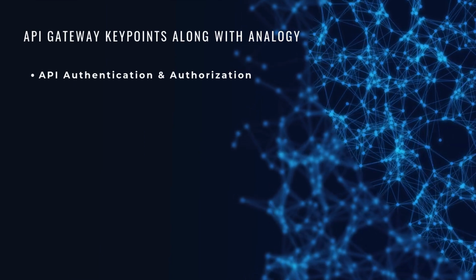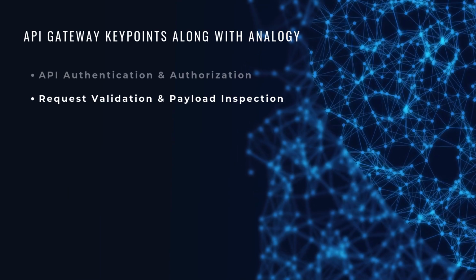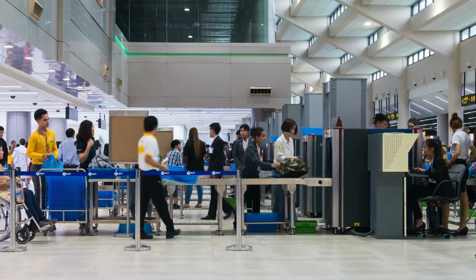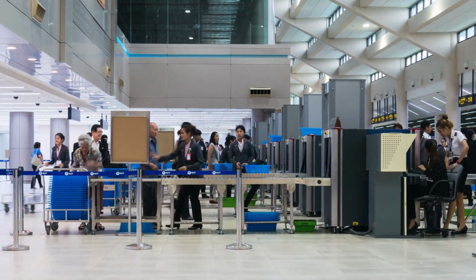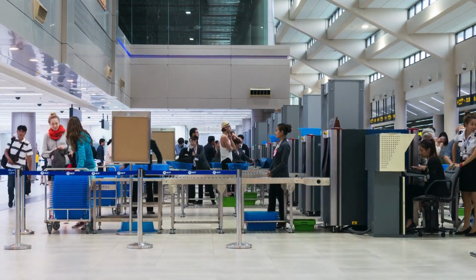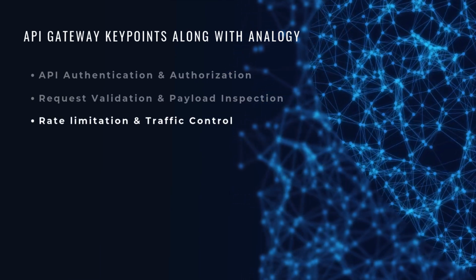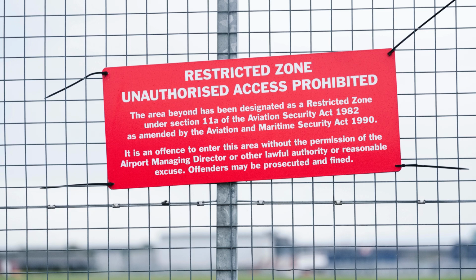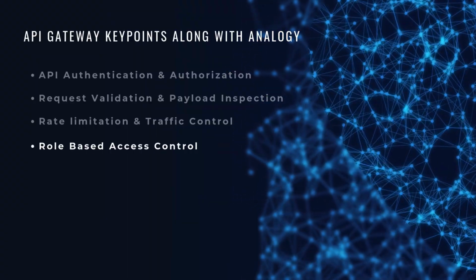Second, baggage checks, like request validation and payload inspection. Third, queue management in an airport. If a lot of people are entering, it slows down the security checks. In terms of API, it's rate limiting and traffic control. The last one being restricted area access in an airport based on roles. In terms of API, it's role-based access control.